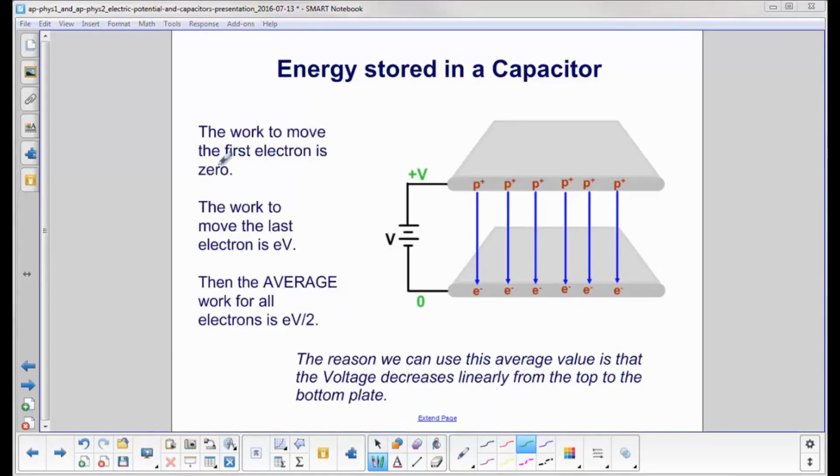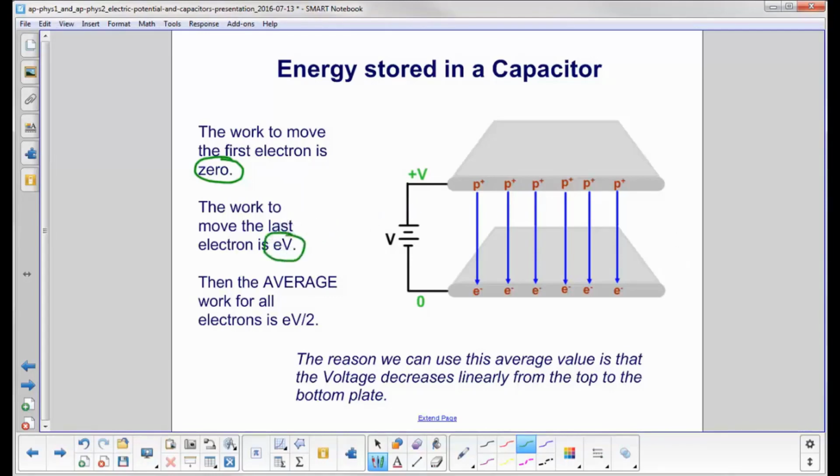The work to move that first electron was 0 because both plates were at the same potential, so to move an electron along an equipotential surface takes no energy, no work. The work to move the last electron was EV.